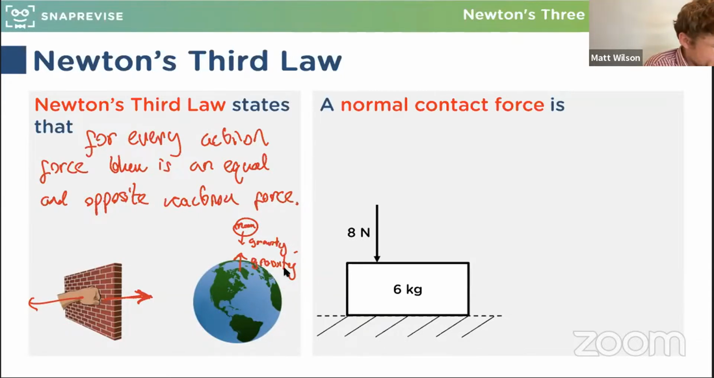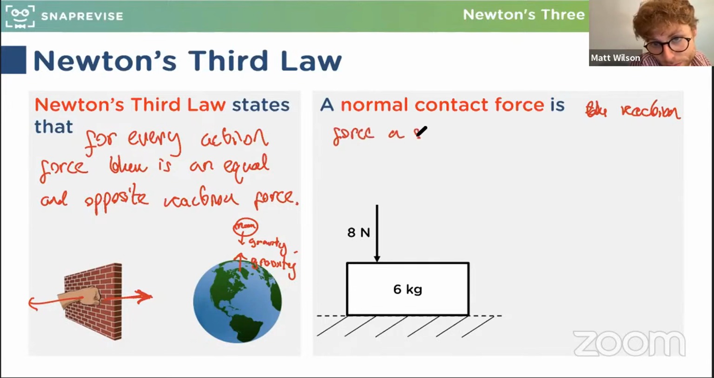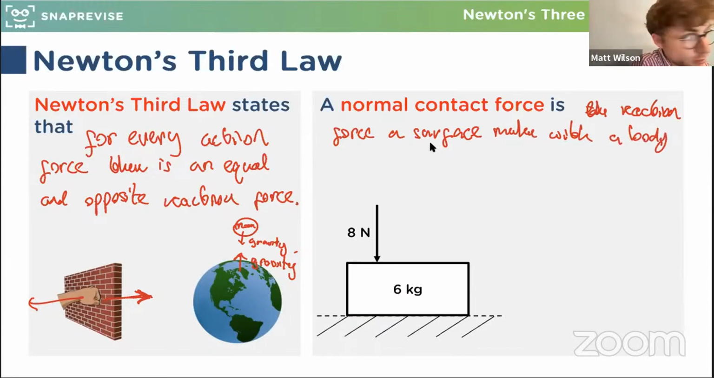When we're dealing with more standard day-to-day objects, more like the situation on the left than the situation on the right, we often come across things that we'll describe as normal contact forces. So let's explain what that is. A normal contact force is a specific reaction force. It's just one situation in which there's a reaction force. In particular, it is the reaction force a surface makes with a body which is in contact with it.